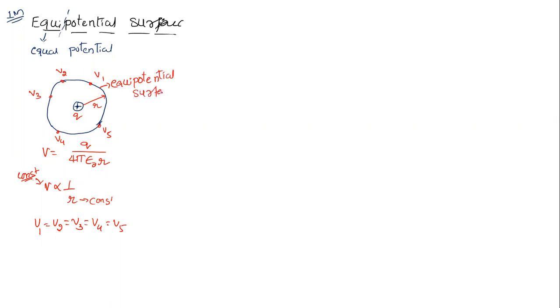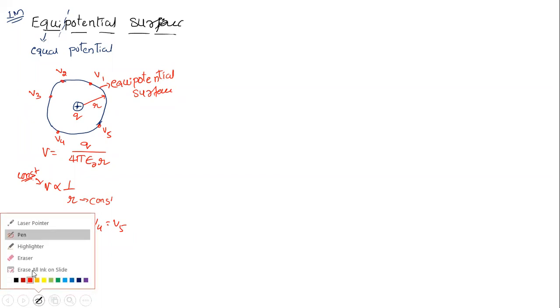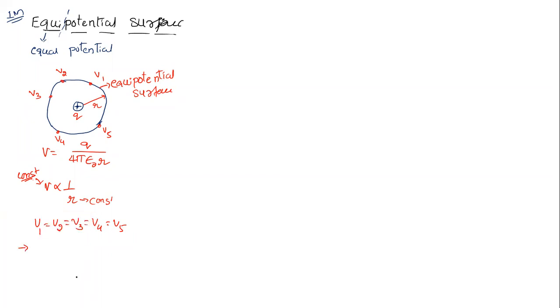Equipotential surface means a surface with constant potential. If they ask you the question, what is an equipotential surface, what you can write is: the surface which contains equal potential at all the points is what we call an equipotential surface. That is the definition you can write.